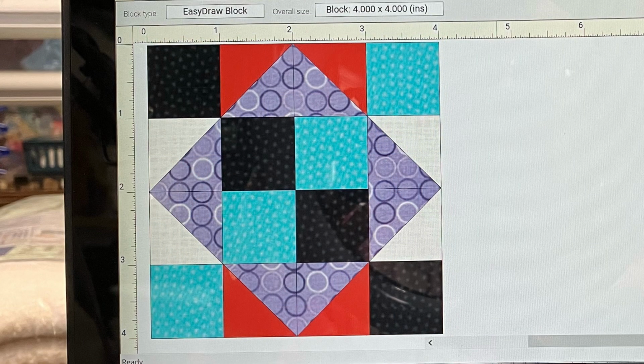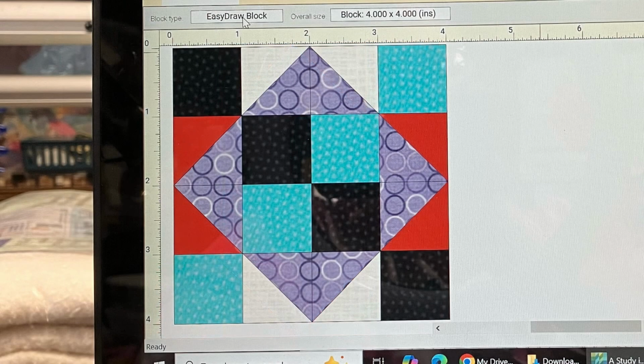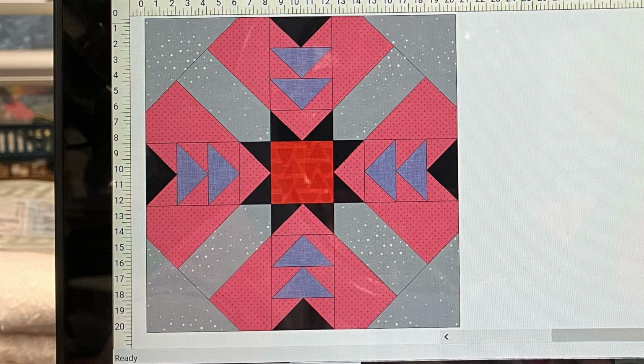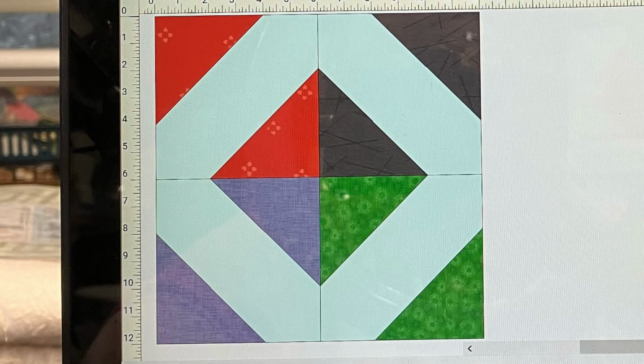Chapter 5, Trails. Notice that the red portions of this block change position. There are multiples of this block. Chapter 6, Broken Heart Block. This one I modified to fit our quilt. Chapter 7, Golden Memories.